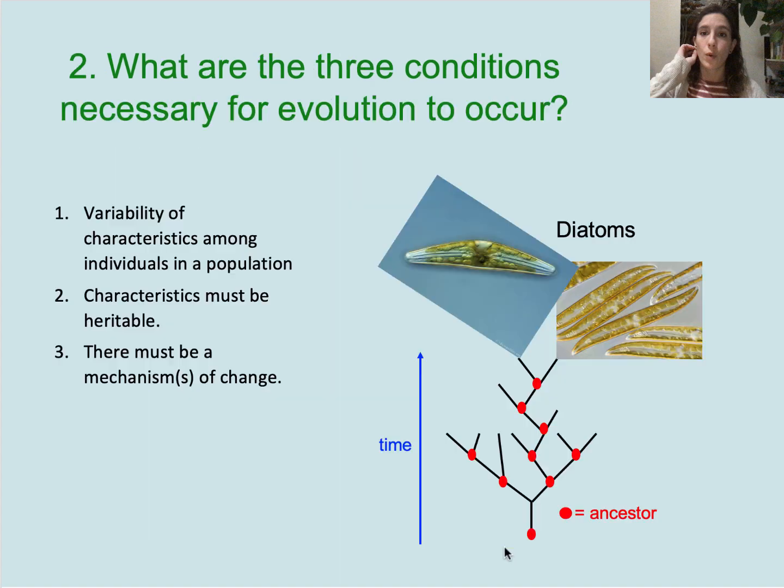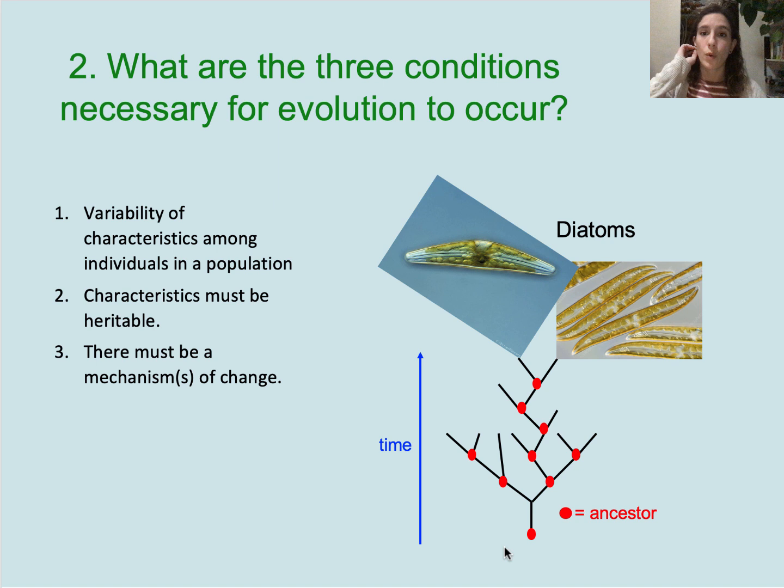Moving on. What are three conditions necessary for evolution to occur? Well, first of all, there has to be variability of characteristics among individuals in a population. If everything is all similar, then change over time would be impossible because there would be no differences. So variability is a basic tenet of evolution.